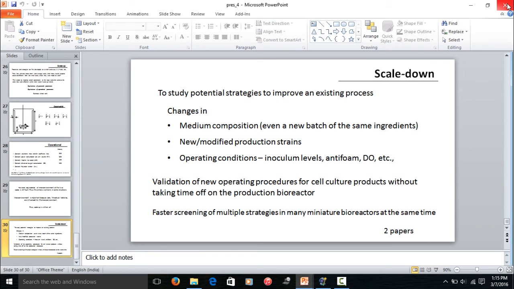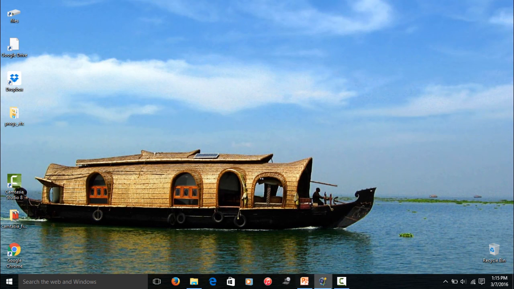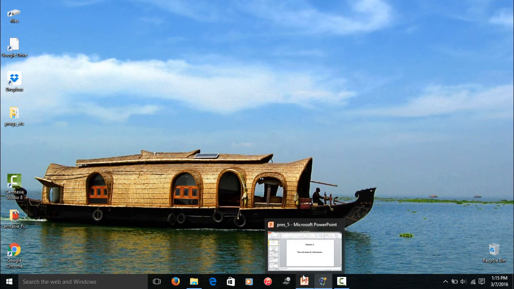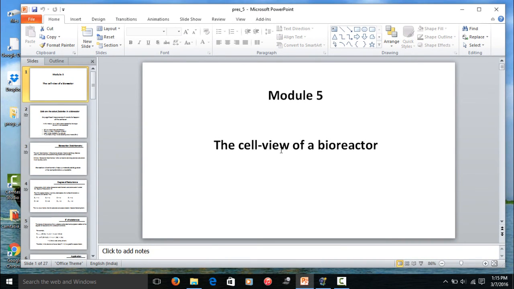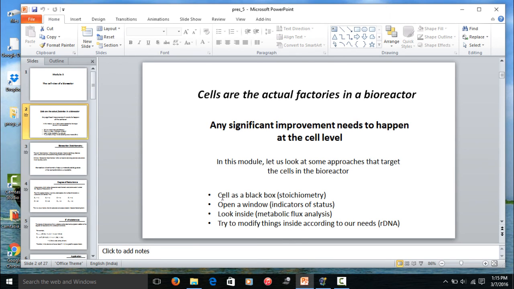Then finally, we looked at the cell view of the bioreactor, because cells are the actual factories that are producing the product. We said that we would look at the cell as a black box initially, get some insights using bioreaction stoichiometry, then open a window through cellular indicators such as redox state, energy state, and probably intracellular pH. And we can use those as control variables also. That's what we saw. And then we looked inside.